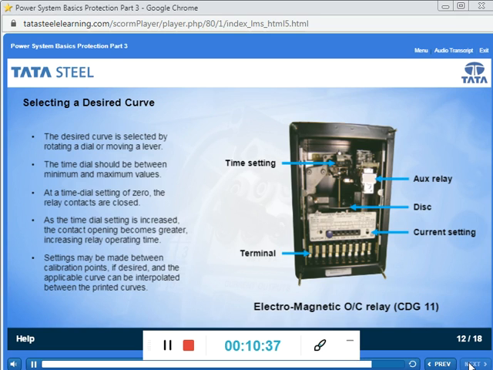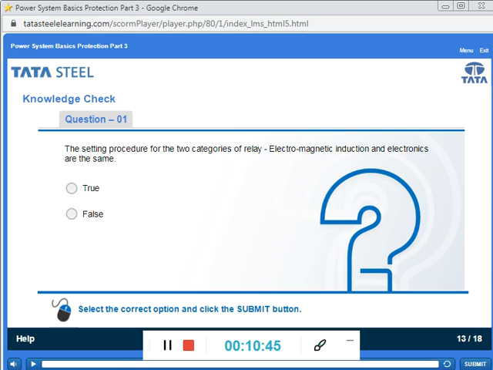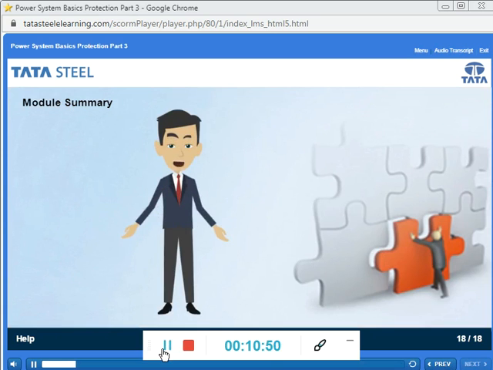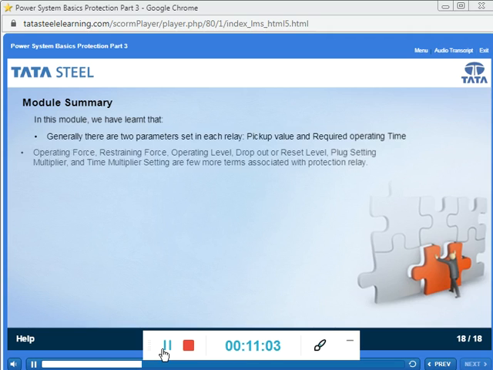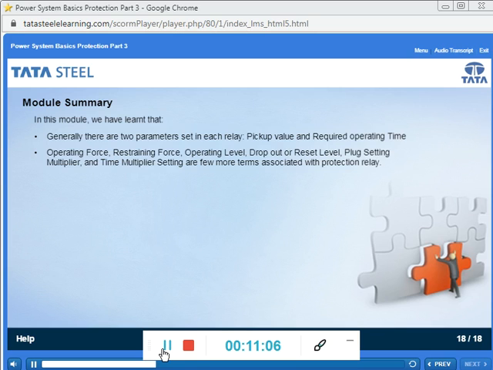We have learned a lot, and it's time now for a quick review. Here is a quick recap of the key points discussed in this module. In this module, we have learned that generally there are two parameters set in each relay: pickup value and required operating time. Operating force, restraining force, operating level, dropout or reset level, plug setting multiplier, and time multiplier setting are a few more terms associated with protection relay.